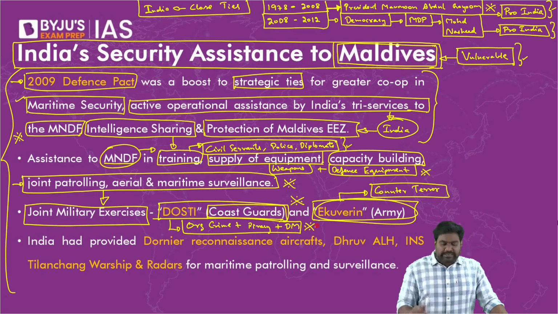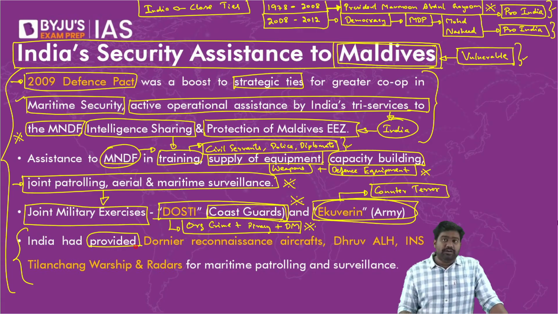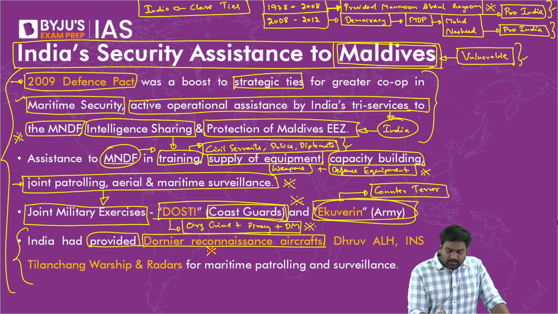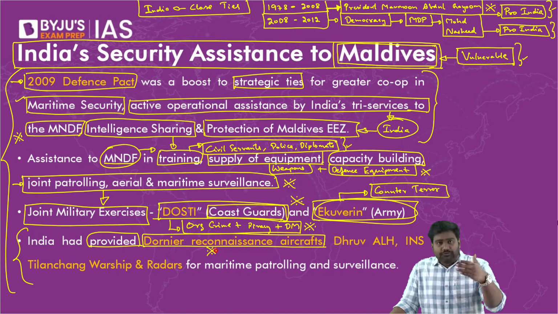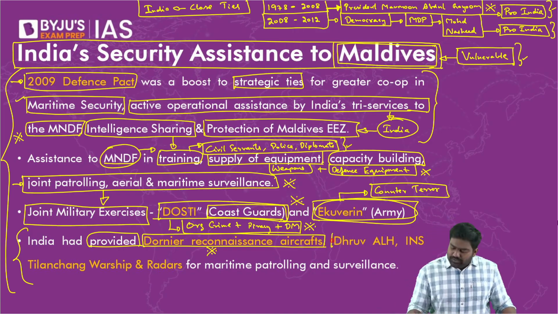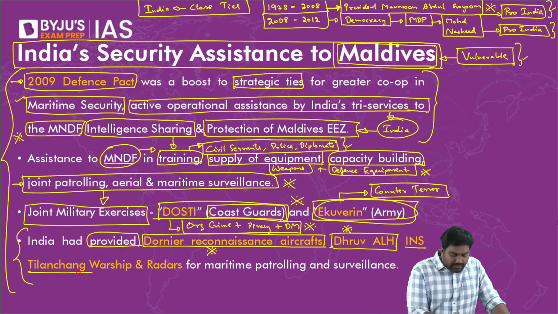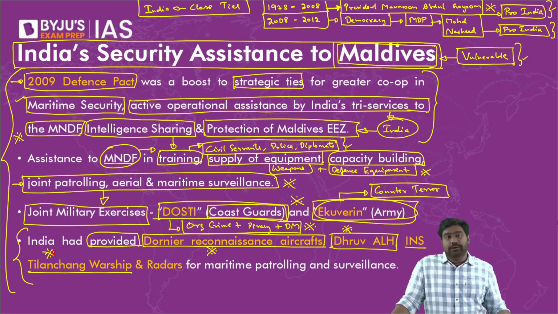So such important military exercises exist, and we have gifted several key military platforms, military equipment, like the Dornier reconnaissance aircraft. It's a very small reconnaissance aircraft which is used by Indian Navy and also by Indian Air Force. We have donated a few Dorniers to Maldives, along with the Dhruv ALH, the Dhruv Advanced Light Helicopter, which is indigenously built by HAL. Right? We have gifted a few Dhruv helicopters, and we have even gifted naval vessels like INS Tilanchang, which is a fast attack craft built in India. It's an indigenous vessel built in India.